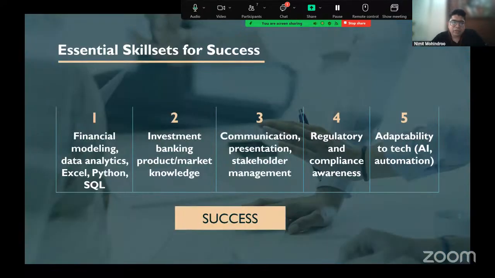The essential skill sets for success in the BA area: the first is financial modeling, data analytics, Excel, Python, SQL. Second, investment banking and product market knowledge, like what we are also doing right now. Then communication, presentation, stakeholder management, regulatory and compliance awareness, and adaptability to tech and AI automation, right? That equals success if we are able to acquire all these essential skill sets.